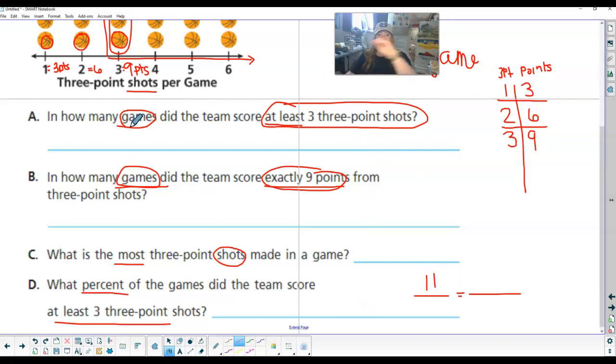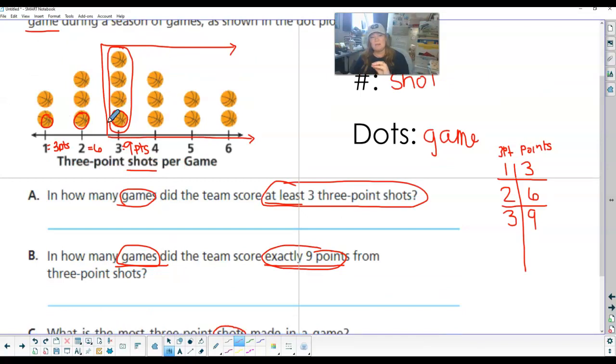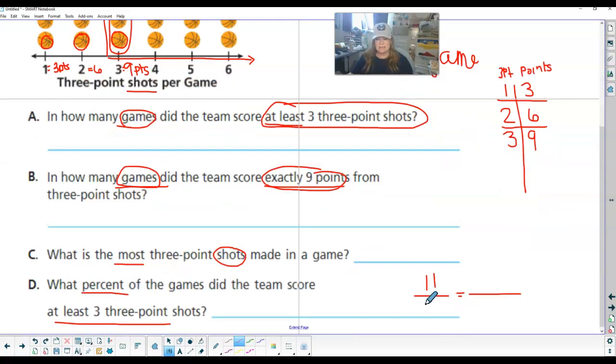So now out of how many total? So here was 11, 12, 13, 14, 15, 16. So out of 16, they did 11 out of 16 games had 3 or more 3-pointers. We need to make that out of 100. So looking at patterns, there's not a nice way to go from 16 to 11. And there's not a nice way to go, 16 to 100.